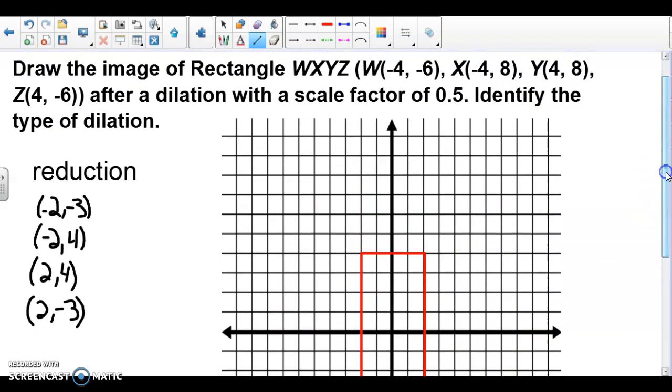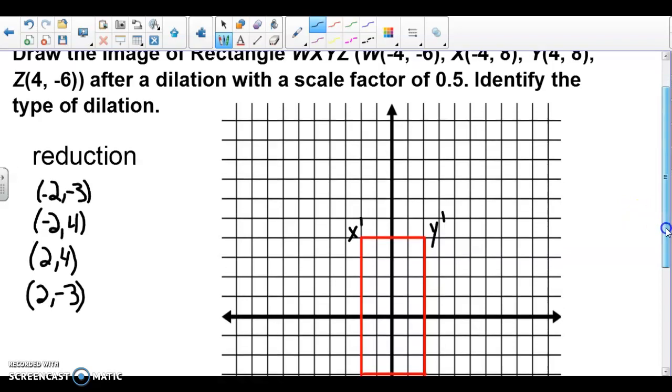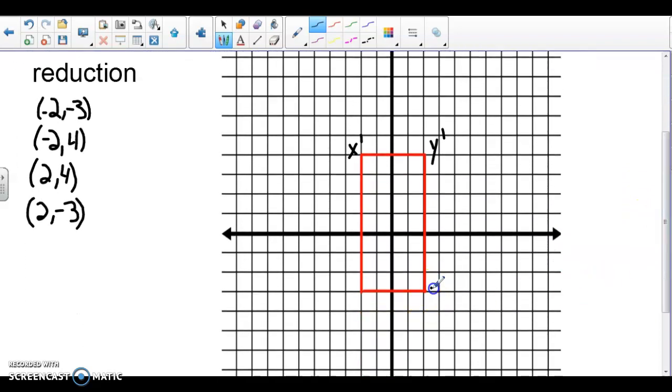Now we can also label them with our primes. -2, 4 was X prime, 2, 4 is Y prime, this would be Z prime, and W prime.